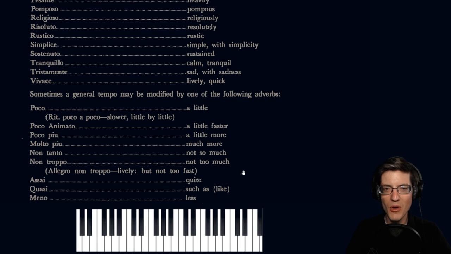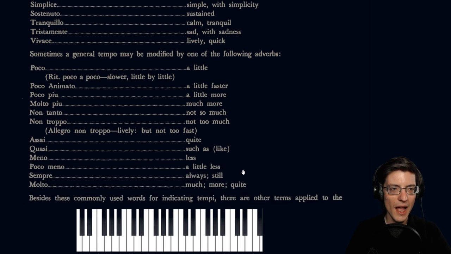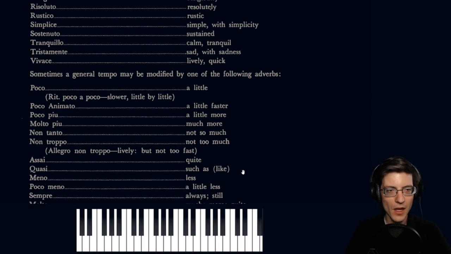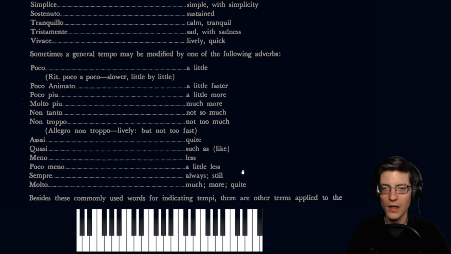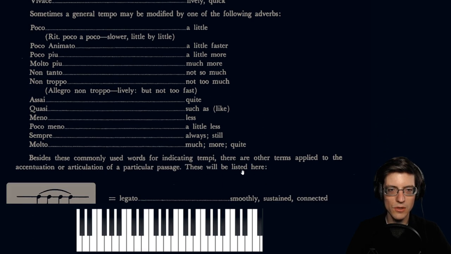Sometimes a general tempo may be modified by one of the following adverbs. Poco, a little. So, for example, ritardando poco a poco, slower, little by little. Poco animato, a little faster. Poco più, a little more. Molto più, much more. Non tanto, not so much. Non troppo, not too much. So an example would be allegro, non troppo, lively, but not too fast.